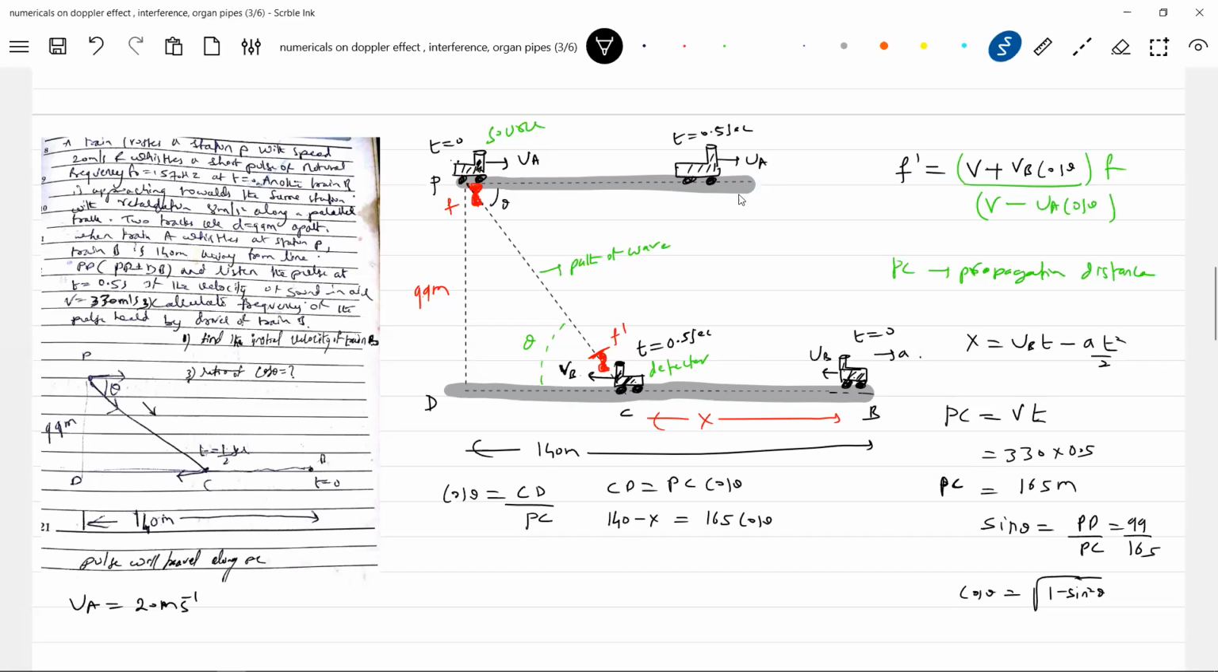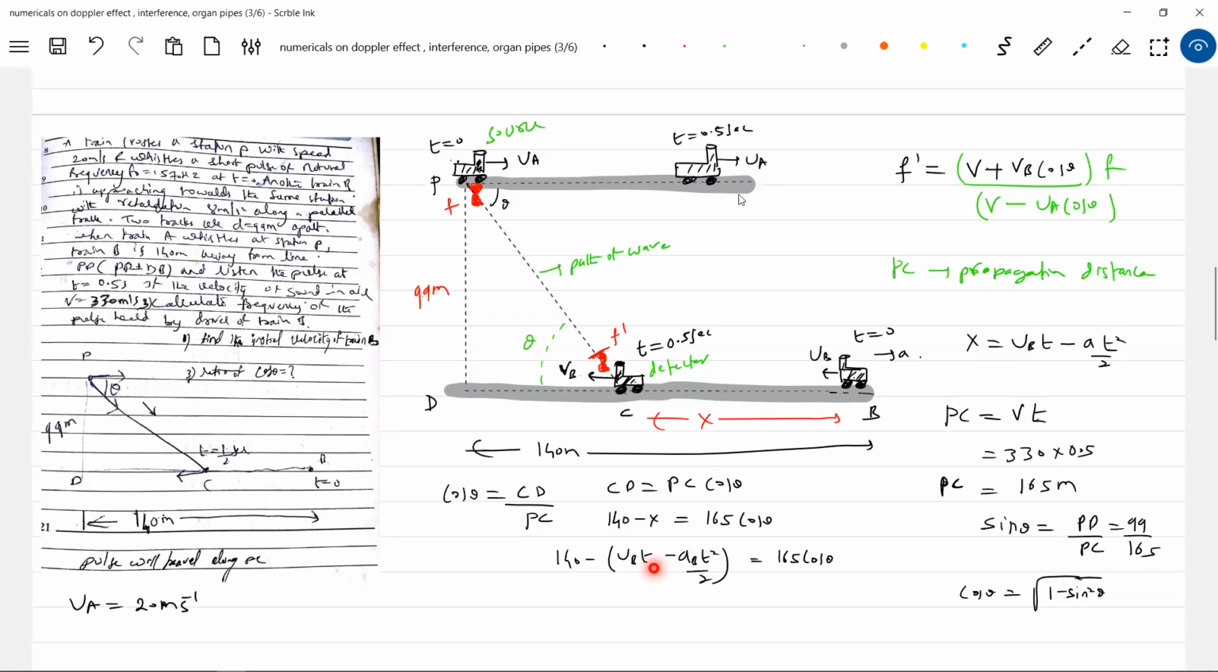So now I'll substitute all the things. 140 minus X, what is X equal to? UB T minus A T square equal to 165 cos theta. We know the value of cos theta. If you know cos theta, then what happens? We'll get the X. Then after getting X, you know T, you'll get UB. You can work it out either way.